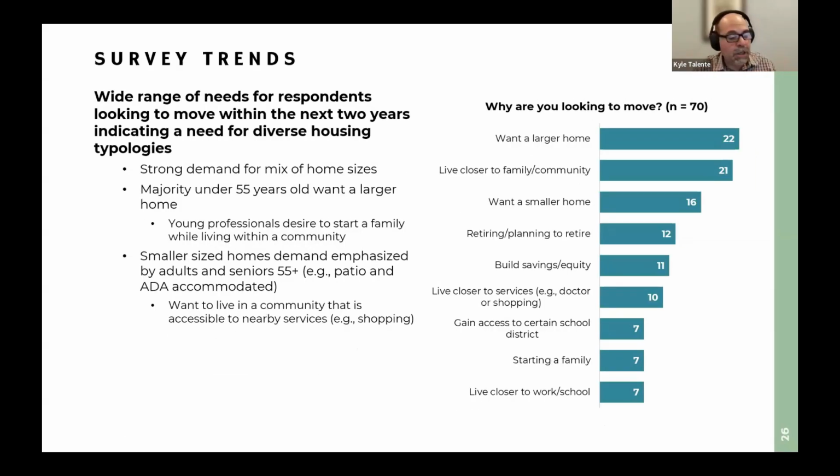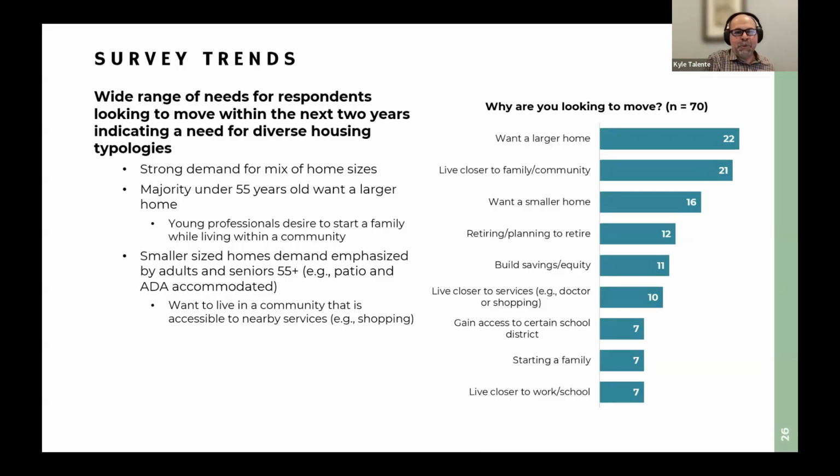We also asked folks, are you looking to move in the next 2 years? 70 of the respondents said, yes, we are. And this was a very interesting finding. It was a split. Younger respondents said they're looking to get into a bigger home. Many times, and they noted in the comments, it's because they're looking to start or build or expand their families.